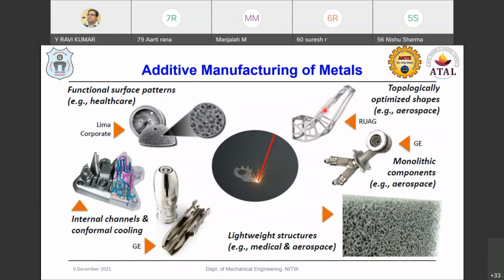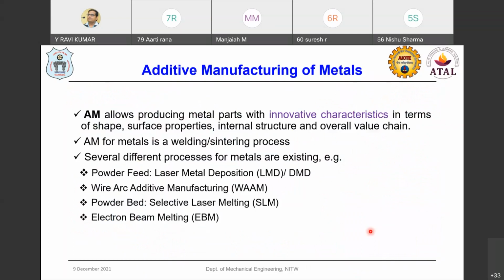Even with topology optimized shapes, you can see these aerospace brackets, either door brackets or wherever the hinges are. These hinges or brackets are made with topology optimization, using the metal laser deposition process, the SLM process, or the WAM process. And Raghu has a patent on this kind of topology optimized aerospace bracket. Also, as we have discussed, lightweight structures for medical and aerospace applications can be made with the SLM process.